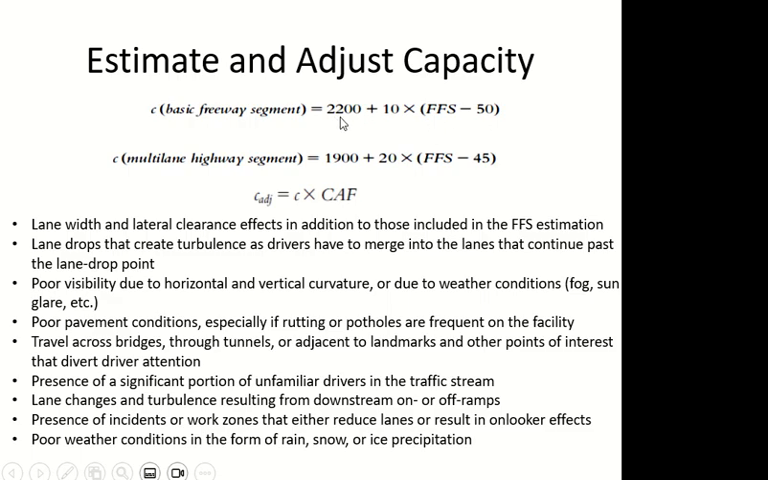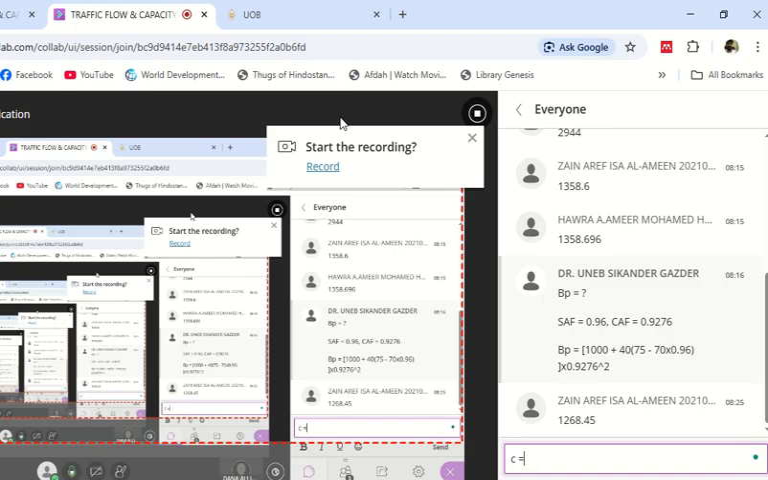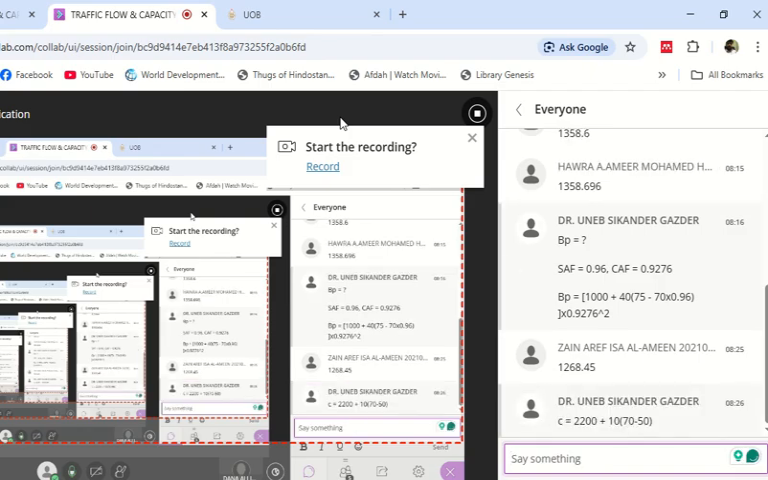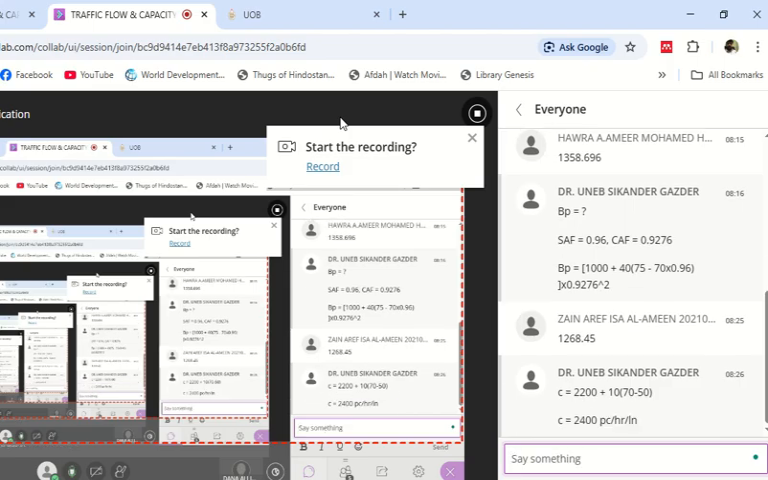So 2200, 10, 70 minus 50. How much is capacity here? Very simple equation, 2200 plus 10 into 20, 200 plus basically. So 2400 I believe, right? And again, this is also in passenger cars per hour per lane. Okay, so this is my capacity.